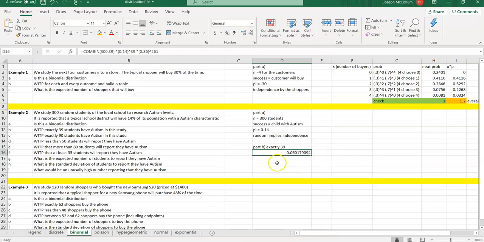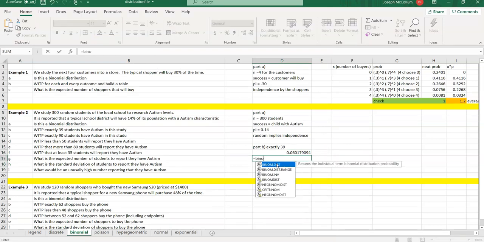Well, let's look at it. If we're going to do it in Excel, equals binom.dist. Number of successes: we want 39 people in this study. How many trials are we running? 300. What's the probability you see somebody with that characteristic? 14%. This is very important. You need to know if you're looking at the characteristic or not. That's very important to binomial. You need to know if you're putting in 0.14 or 0.86. You got to be careful.